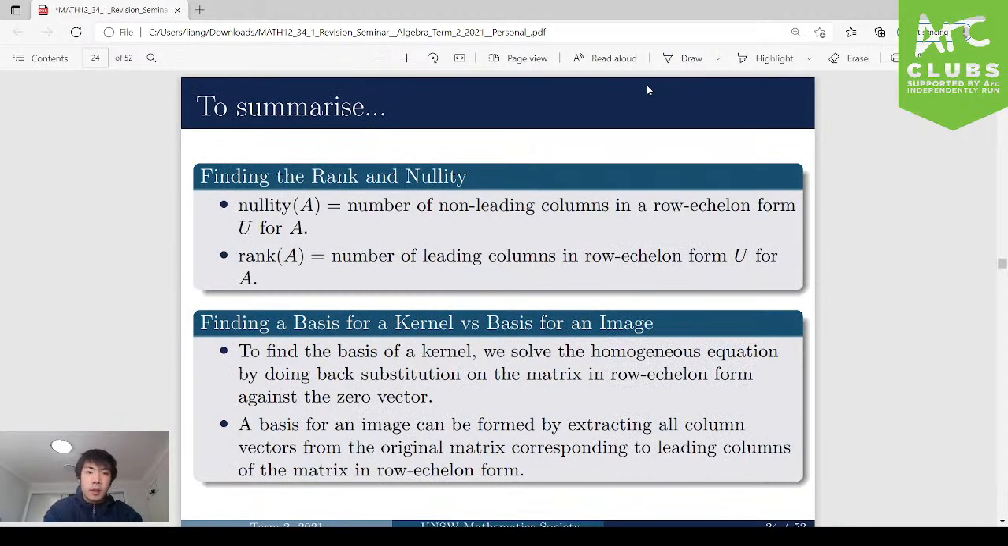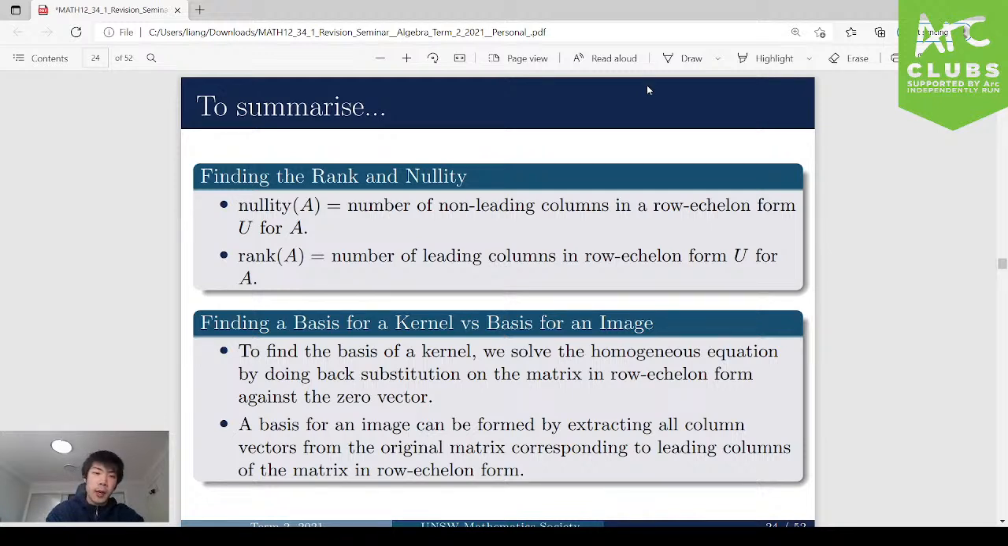Okay, so to summarize, to find the rank and nullity, the nullity, for a matrix, is just the number of non-leading columns. That's what we can infer from what we have just done. If the nullity is the dimension of your kernel, and you figure out your kernel from the non-leading columns anyway, then the nullity is the number of non-leading columns. The rank of A is then the number of leading columns. Because if your rank is just the dimension of your image, and your image comes from your leading columns, then your rank is the same as the number of your leading columns.